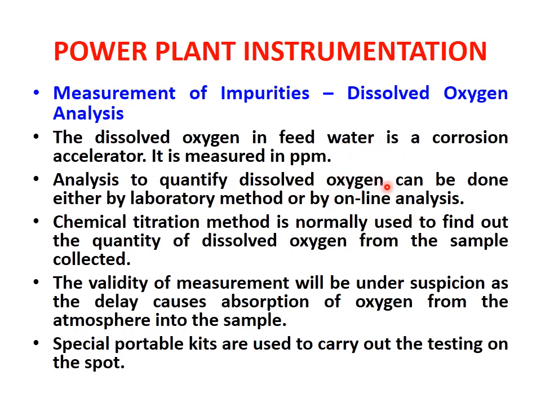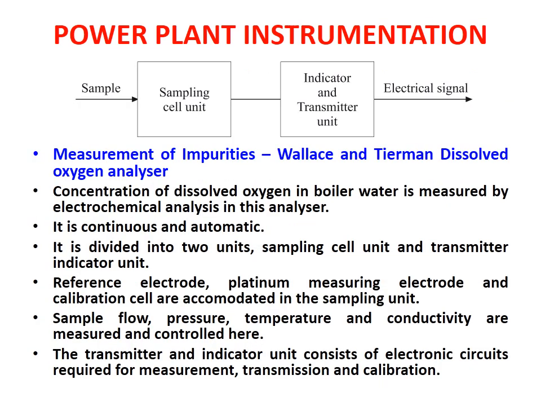Either it can be treated by a laboratory method, or it should be treated by means on the line when it is in operation. So certain chemicals are added in order to reduce the amount of dissolved oxygen, and therefore the chemical titration method is normally used. This is one example of a dissolved oxygen analyzer, known as the Wallace and Tiernan dissolved oxygen analyzer.